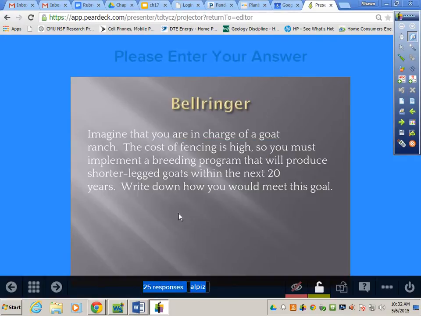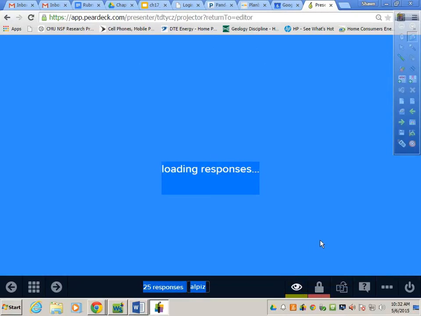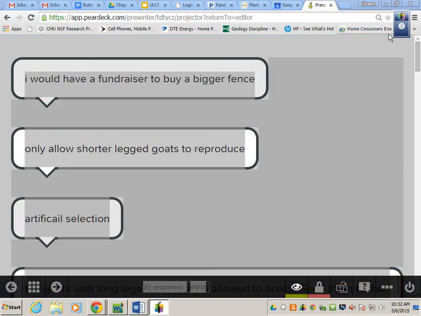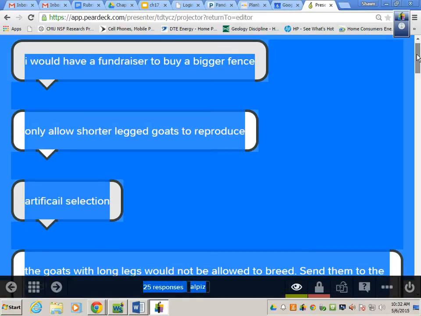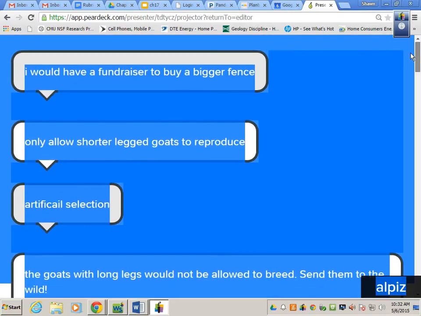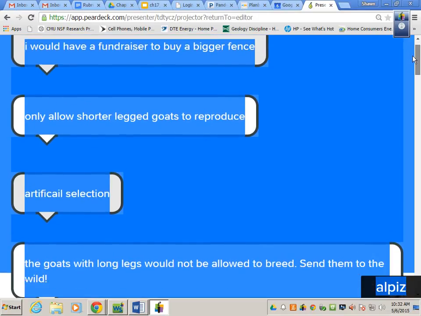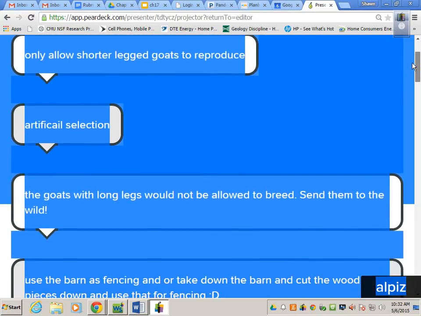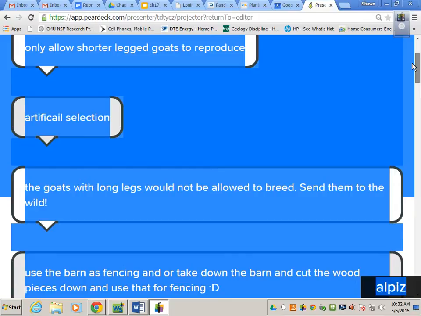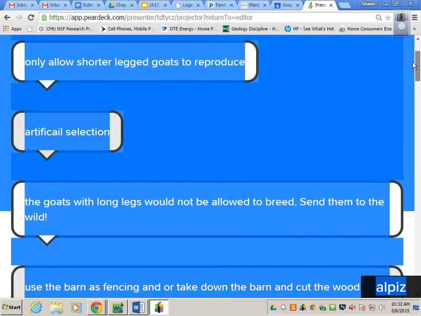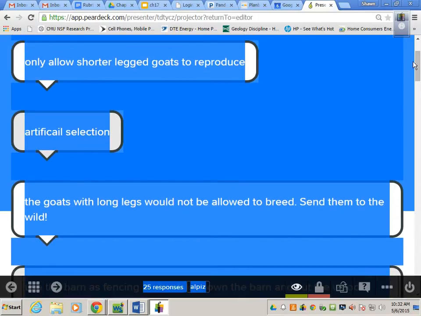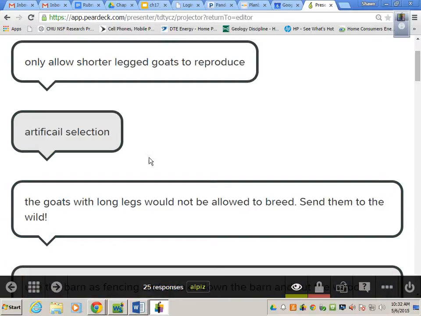So I asked you, how are we going to shorten our goats essentially over a 20-year process? Let's see what you guys told me. This is where it gets silly. Oh, we're having a fundraiser to buy... A little crowdsourcing. Only allow shorter-legged goats to reproduce. Yeah, like just eat the tall ones. Right? Okay. Which is what we're talking about, artificial selection in a way, right?